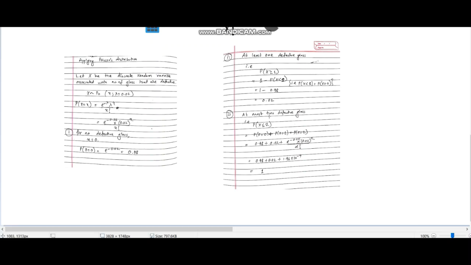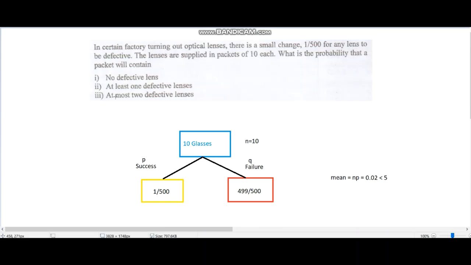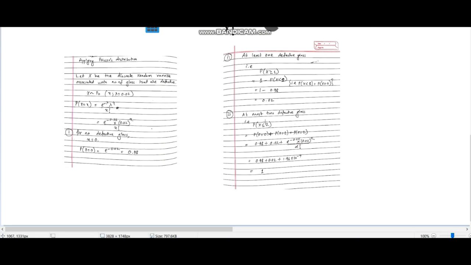For part number 3, we have been given at most two defective lenses. That means we can get either x equals 0, x equals 1, or x equals 2. This is the maximum case of getting two defective lenses. So we can just write P(x=0) plus P(x=1) plus P(x=2). Combining all these, we get the value 1.